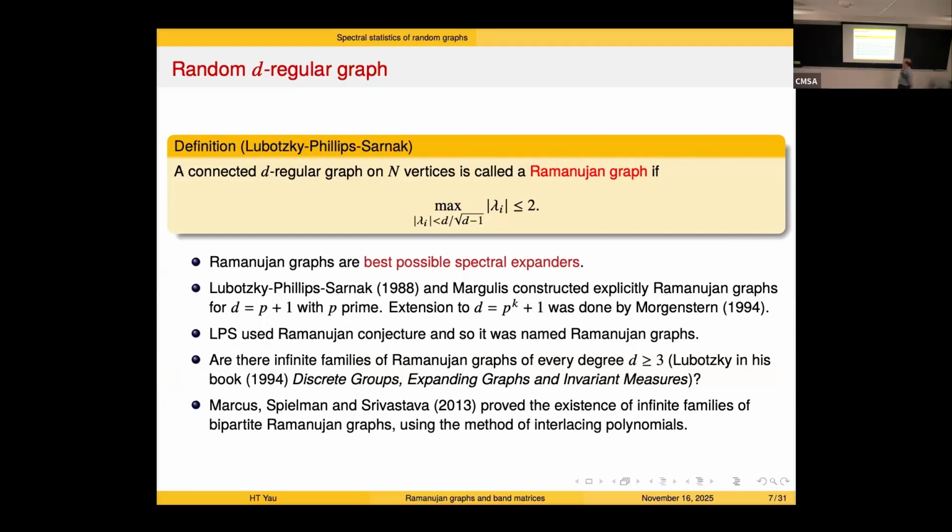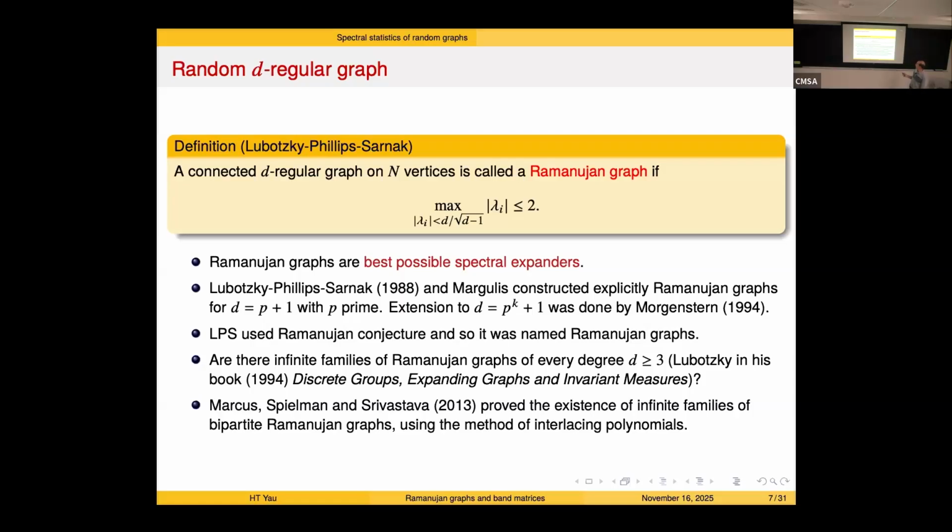It was defined by Lubotzky, Phillips, and Sarnak. Actually, this is the most cited paper of Peter Sarnak. They define a connected d-regular graph to be called a Ramanujan graph if all the eigenvalues except the first one are below 2, because 2 is the best possible. This is Alon's theorem, which tells us 2 is the best possible.